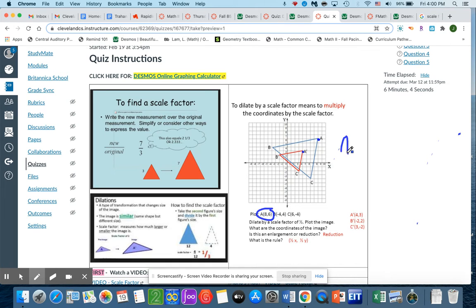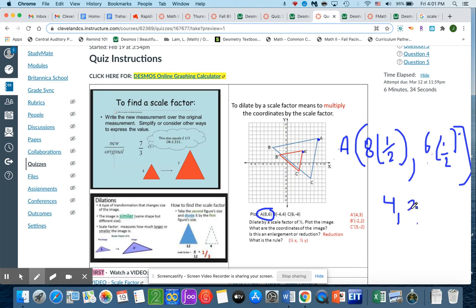So you just take that A coordinate, and the X value was 8. I'm going to multiply it times the scale factor. And the Y value was 6, and I will multiply it as well times the scale factor. Now, 8 times 1/2 is 4. 6 times 1/2 is 3. And that's how you can get your new coordinate. There it is right there.